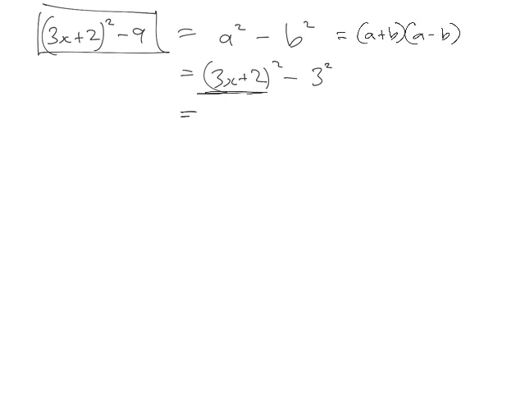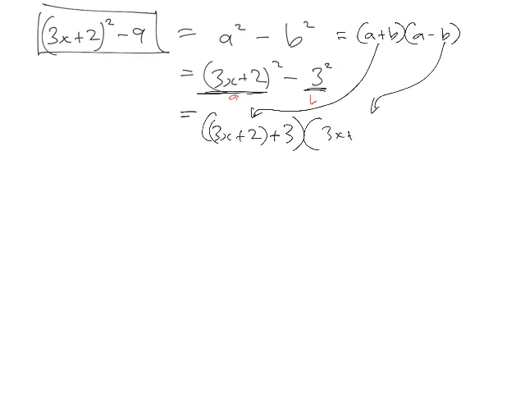This one is a, this one is b. So when I factorize it, it's going to be 3x plus 2 plus b, which is 3. And then the end of the bracket is a take b, so this part is this, and this part is going to be here. So it's going to be a again, 3x plus 2, take b, which is 3.